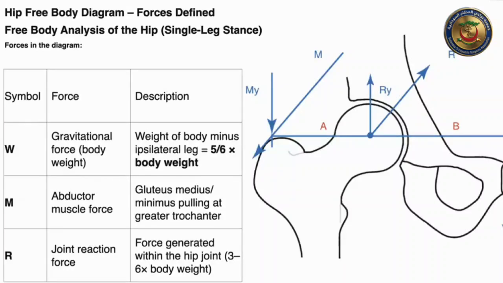Okay. We have the weight, here labeled W, or the gravity force, acting clockwise, and also we have the abductor force, M, which is anti-clockwise. It acts on the tip of the greater trochanter. And also we have the joint interaction force, which is oblique and comes in at the center, marked by R. Here RY is the vertical component of the joint reaction force, and MY is the vertical component of the abductor force.